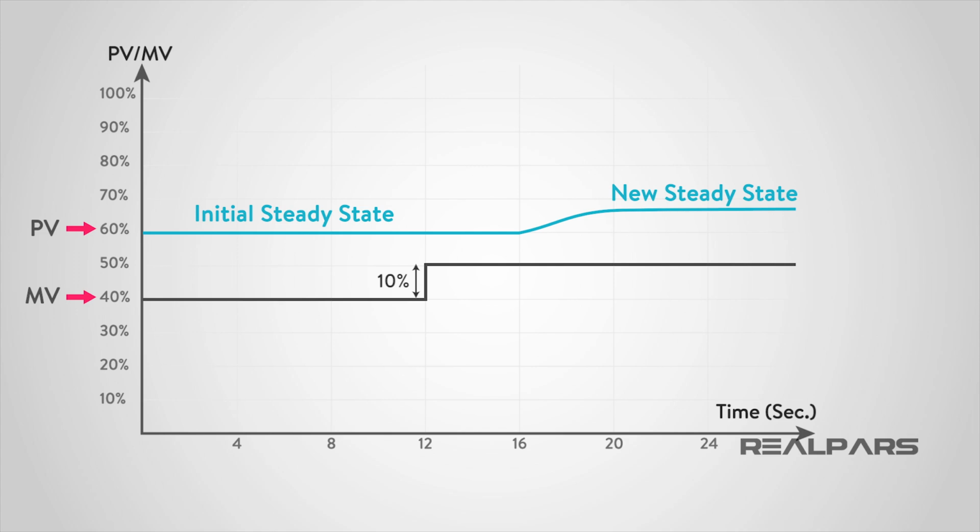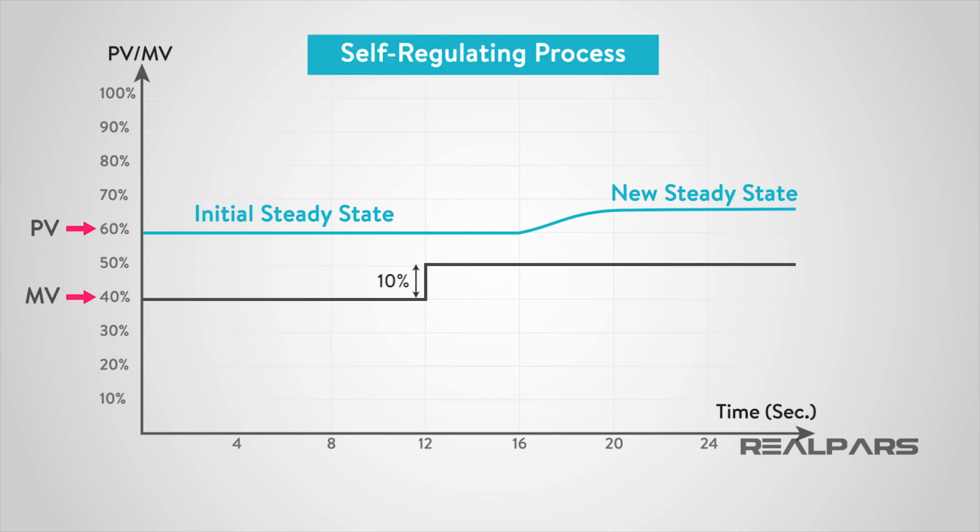This is characteristic of what is called a self-regulating process. If a process is not self-regulating, then it cannot be modeled using these methods. Other types of processes include integrating and runaway. These will be discussed later.